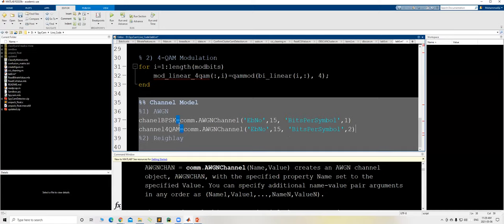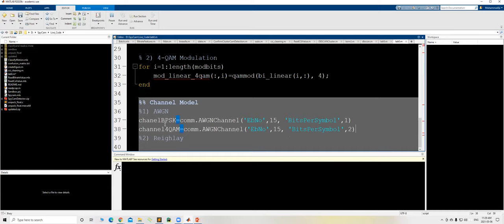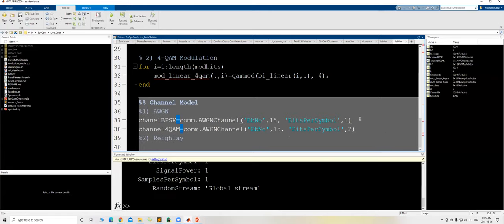Now it will create our object. If I simply run it, now the object is created.